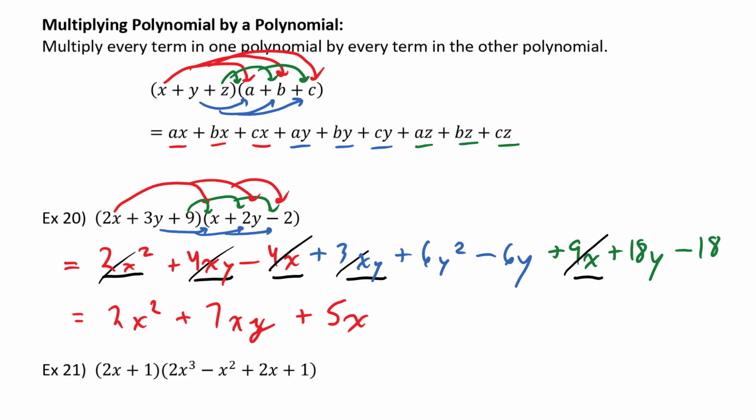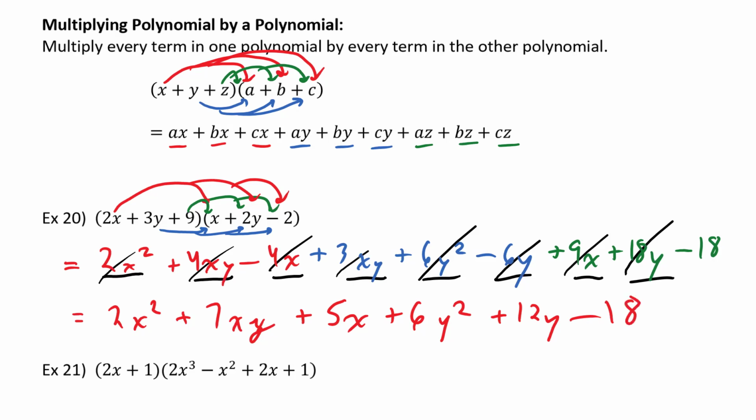Let's look at our y squareds. There's only one y squared. Next up, our y's. We have two y's here. Minus 6 plus 18 is plus 12y. Those are done. And then we have one constant, minus 18. And that's as far as we can take it.